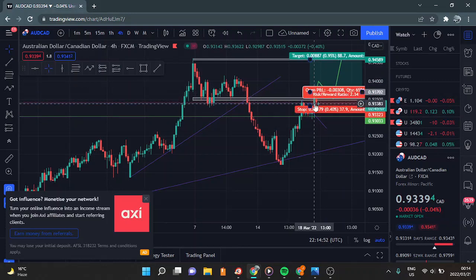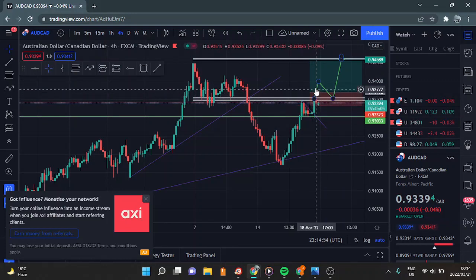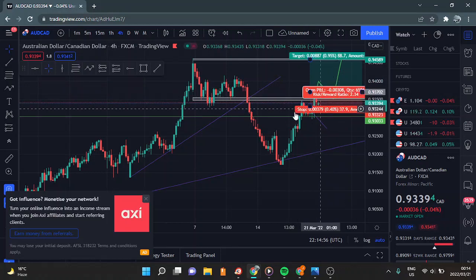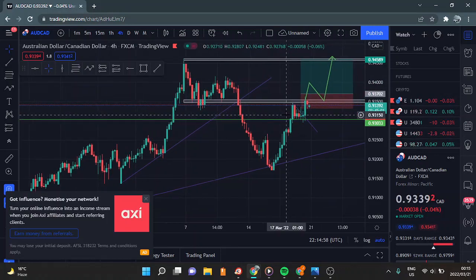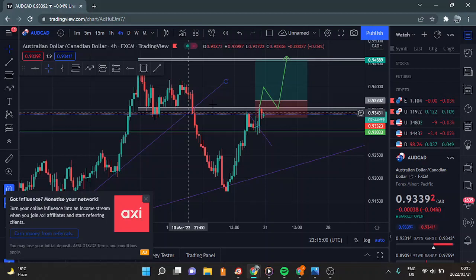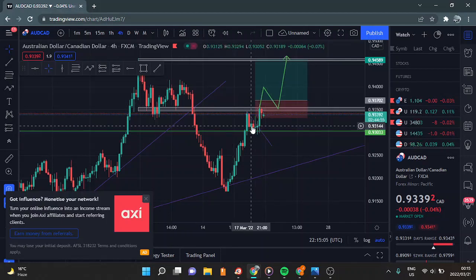We're targeting catching more pips and losing less. So yeah, this is our weekly focus for AUDCAD, as we use the monthly, weekly, daily and 4-hour to analyze, predict and get the direction of the market, and our entries on the 1 hour and 15 minutes. So yeah, moving on to EURUSD.